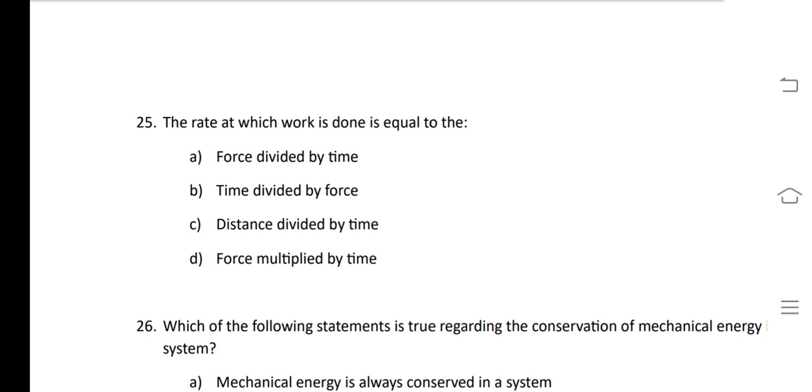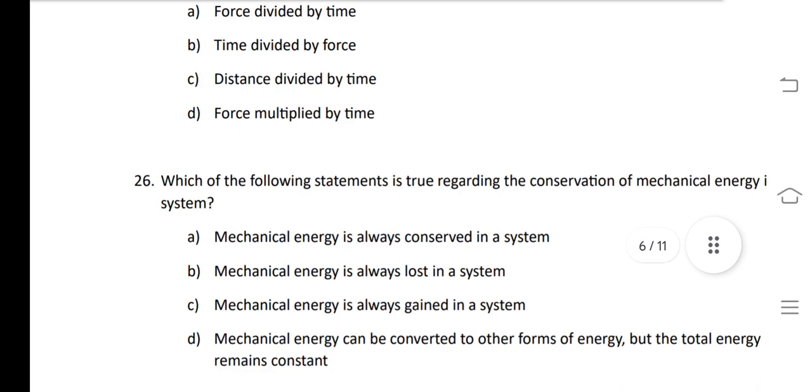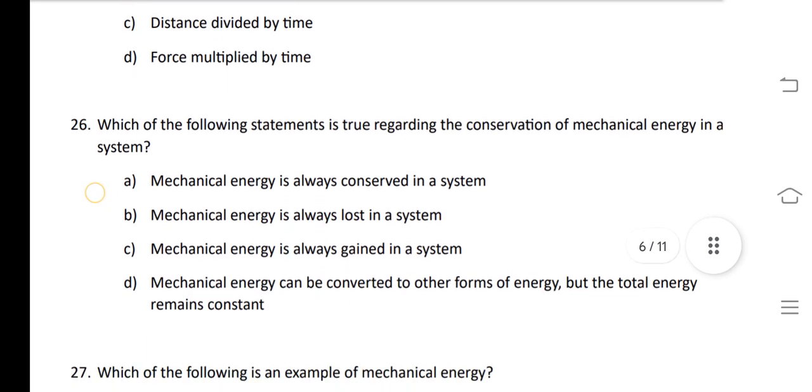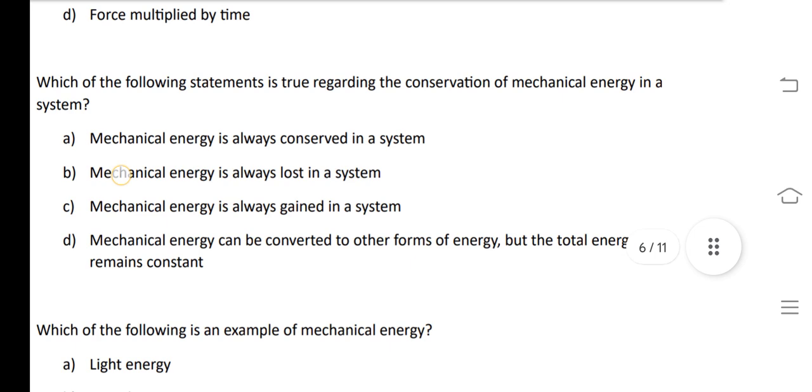and so no option is correct in this question. So moving on to next question. This question, all options are not correct. Leave this question. Our next question is which of the following statements is true regarding the conservation of mechanical energy in a system?